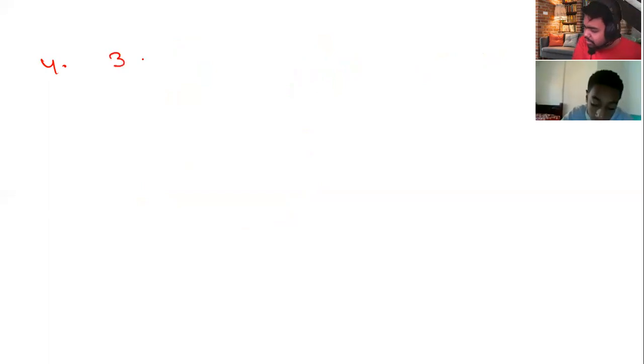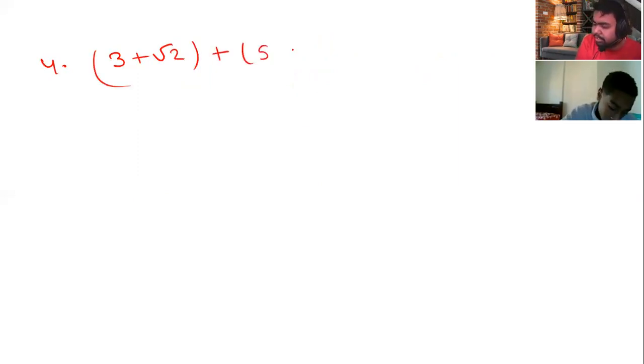In question number 4, we have to simplify the following by collecting like terms. Okay, it's easy. It is just like algebra. You already know these. So this is my question. Question number 1: 3 plus root 2 plus 5 plus 4 root 2.